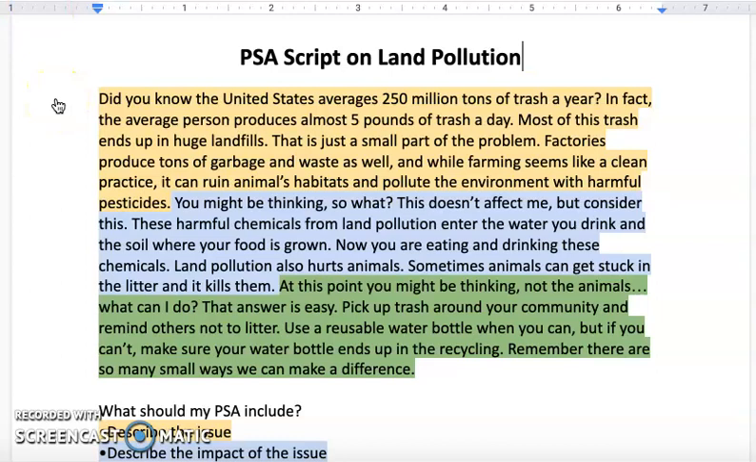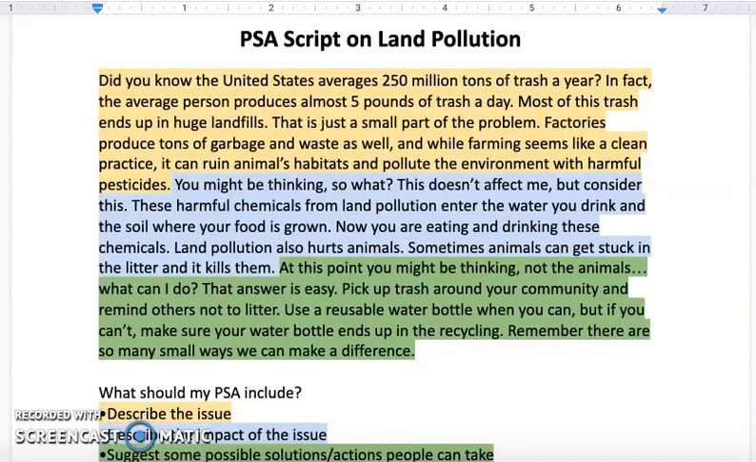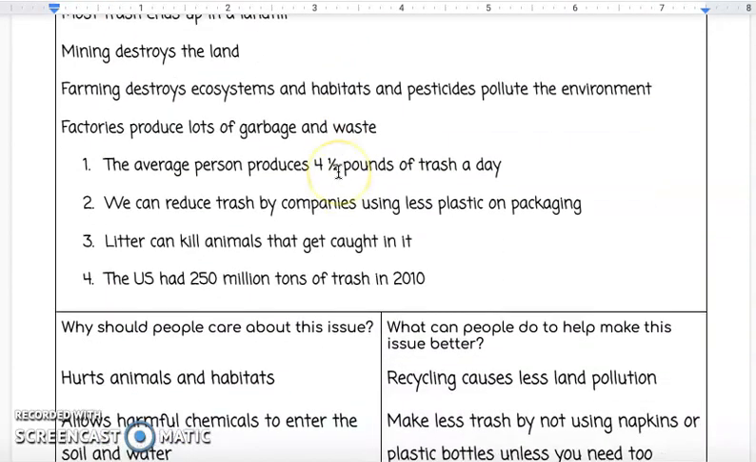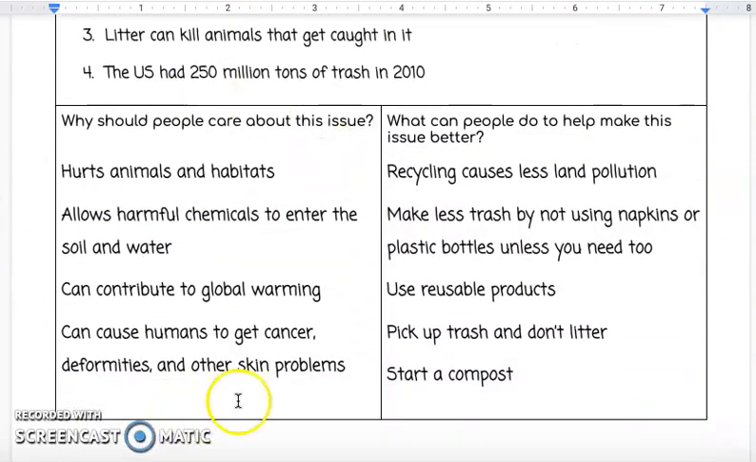Once I've described my issue, now I want to talk about that impact. So what is happening with, in this case, land pollution or whatever issue you chose. So on your note catcher, this should come from the box, why should people care about this issue? So I wrote about how it hurts animals and habitats, it allows harmful chemicals to enter the soil and water, it can contribute to global warming, and cause humans to get cancer, deformities, and other skin problems.